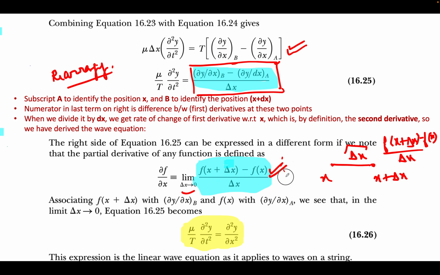By using this expression of your partial derivative, we can write this function as del 2y upon del x square. Is it clear why we are writing this function as del 2y by del x square? How did this come about?